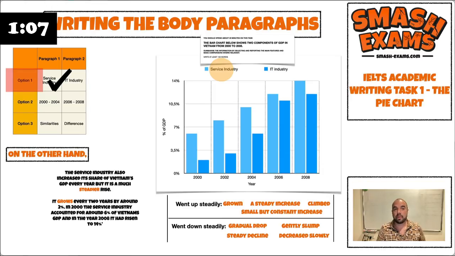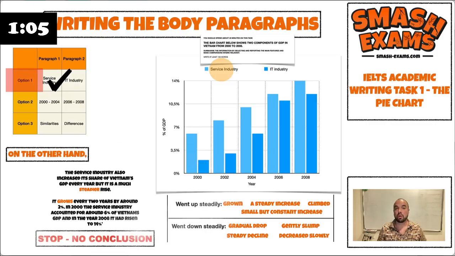Finally, after your second body paragraph, just stop. No conclusion. Don't use a conclusion, you don't need it, you don't need to add your opinion, just stop at the end of the second body paragraph. Also, try to vary your sentences and vary your language, and you'll be there and you'll have a level 7.